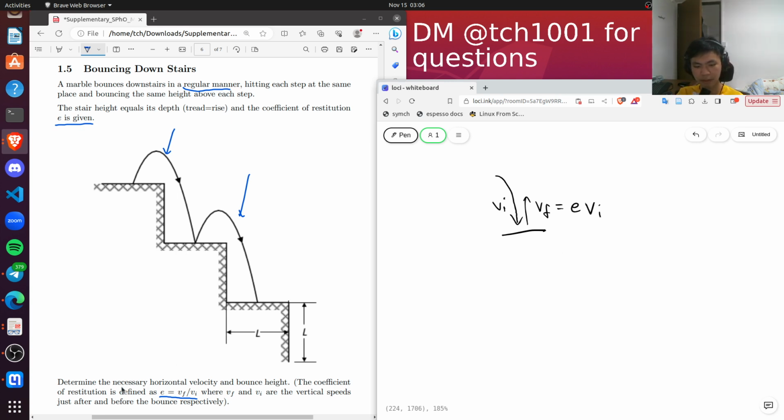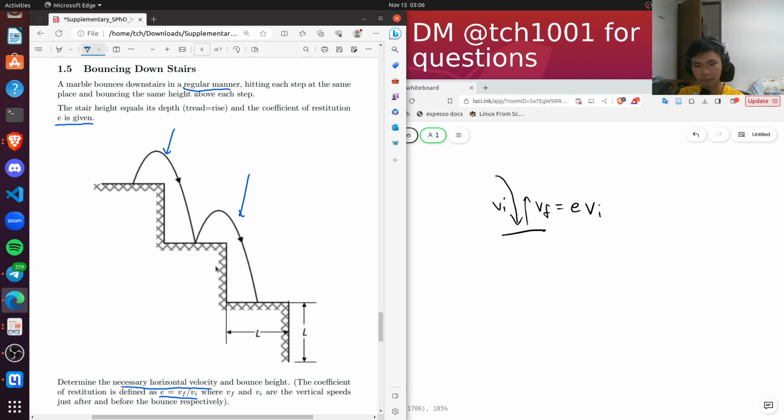The question asks us for the necessary horizontal velocity and the bounce height. Let's focus on the first part, the horizontal velocity. First of all, we notice that we know the horizontal displacement between the bounces is length L. So if we know the duration of the flight for each of the parabolas, the duration t, then we can find the horizontal velocity.